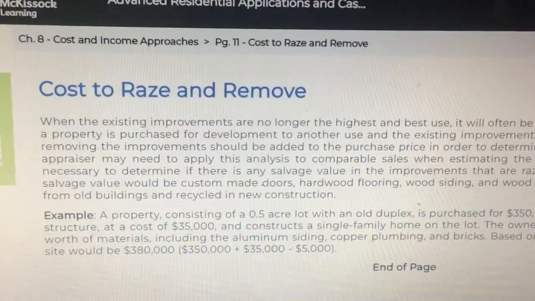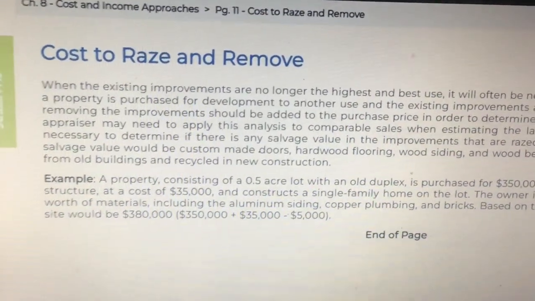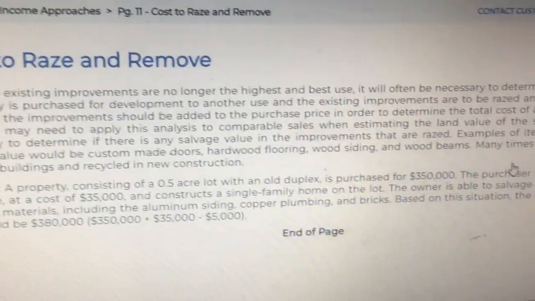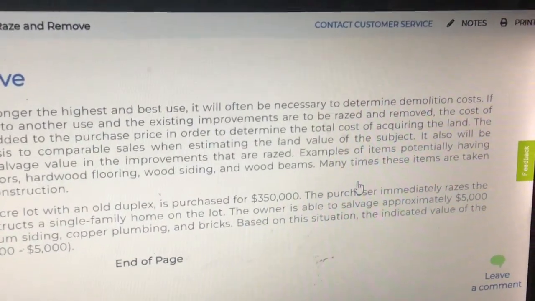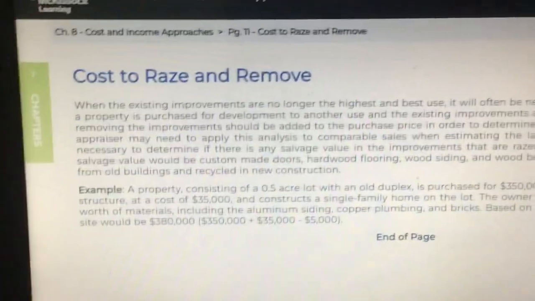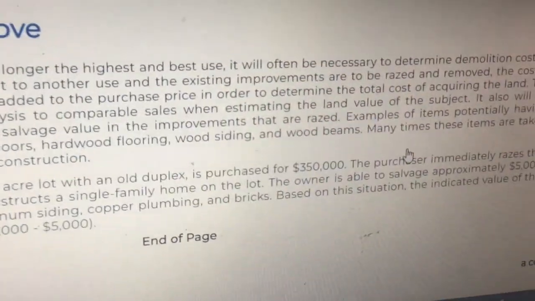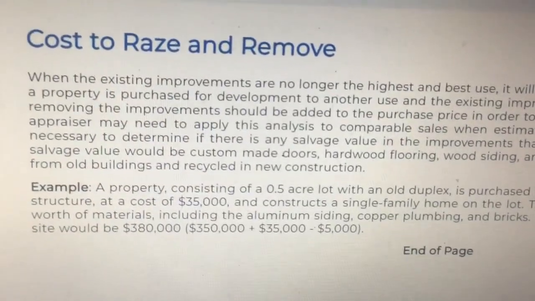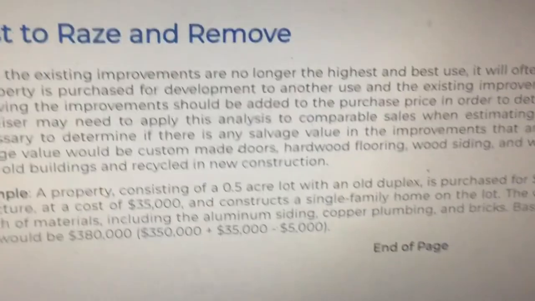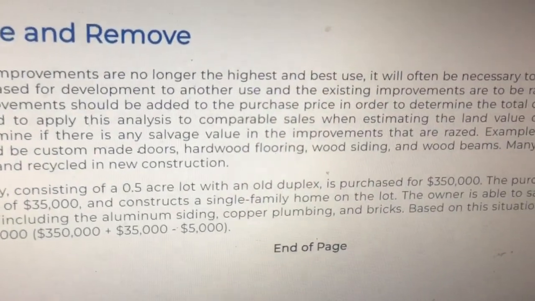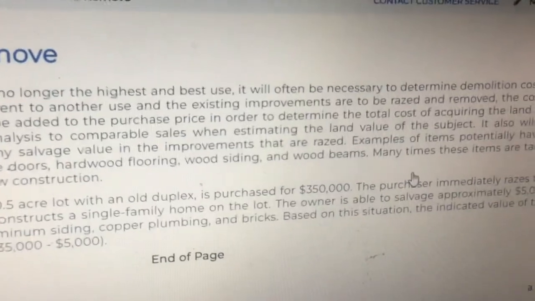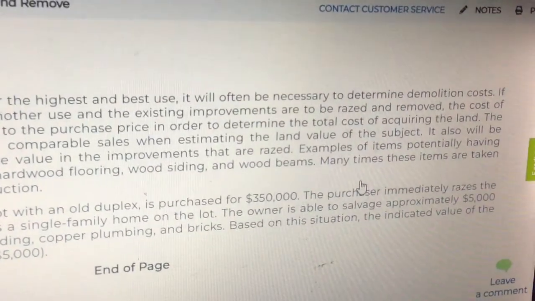Cost to raise and remove. When the existing improvements are no longer the highest and best use, it will often be necessary to determine demolition costs. If a property is purchased for development to another use, and the existing improvements are to be raised and removed, the cost of removing the improvements should be added to the purchase price in order to determine the total cost of acquiring the land.